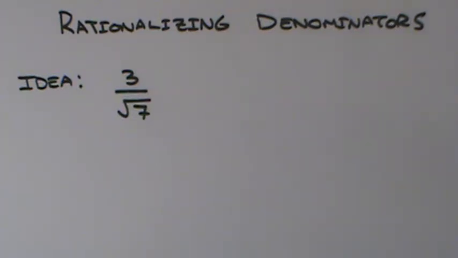I'd like to introduce the concept of rationalizing denominators. I'll start with an idea where we have a fraction of 3 over radical 7. We want to think of the number being stable or not stable. So I want to use an analogy of an emperor running an empire, ruling an empire.